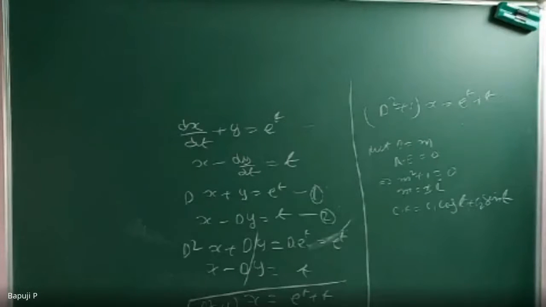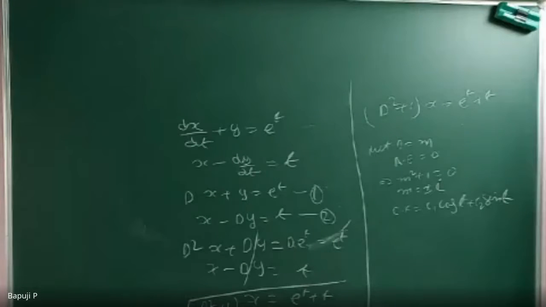How many PIs are there? Two, sir. Who is PI1? Tell me. e to the t by D square plus 1. PI2? t by D square plus 1. PI3?